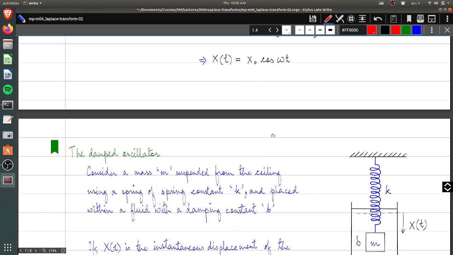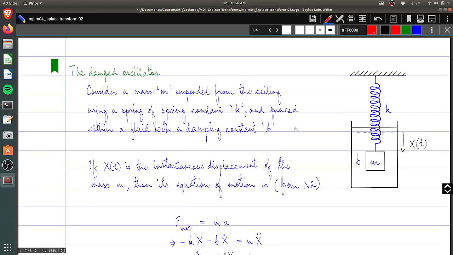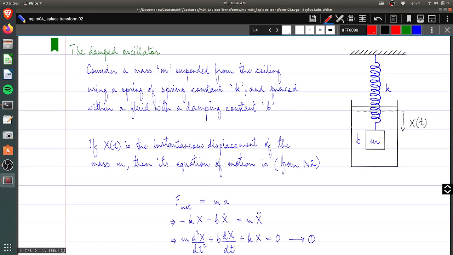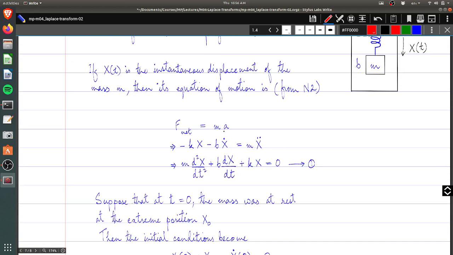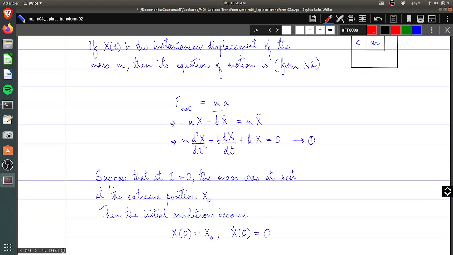Now let's have a look at the damped oscillator. A damped oscillator is similar to a simple harmonic oscillator, except that now we are immersing the mass inside, let's say, some fluid, and this fluid has some damping constant. So in this case, what will happen? Again, from Newton's second law, the net force is equal to m times a. But here there will be an additional force. That force will come from the damping, and we know that the damping force is always opposite to the velocity. So it'll have a minus sign: minus the damping constant times the velocity.